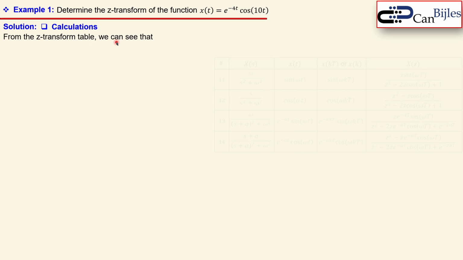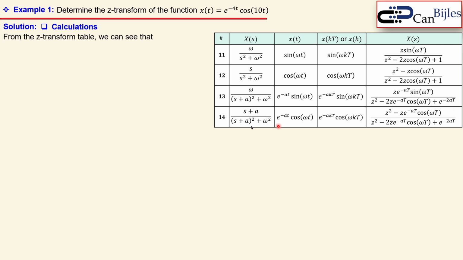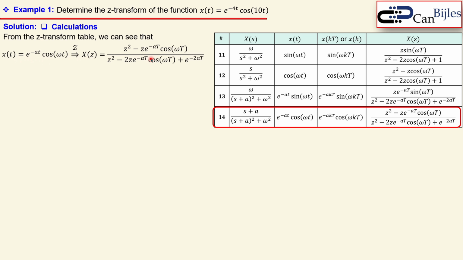From the Z-transform table, we can see that's actually the part I took from the Z-transform. We can look at entry 14 here. This is actually shown here. And you see now, recognize this small letter a is 4, and omega is 10. So we can just look at this one. That means going from the time domain to the z domain is like so from the table. So I just copied that. And now I need to move that to the z domain.